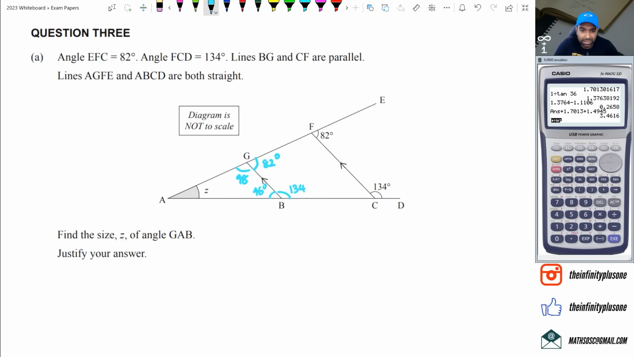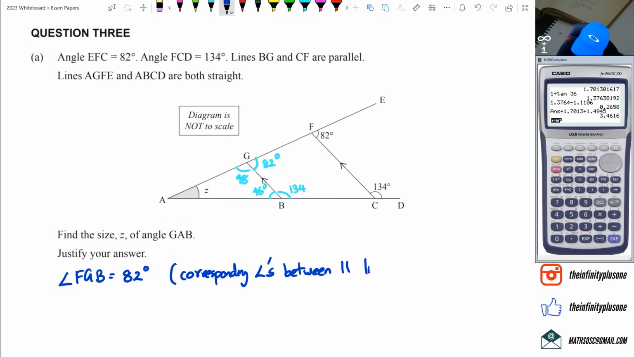Right, now I'm going to try this a slightly different way because I just wanted to show all the angles first, and now I'm going to start writing down the reasons. First off, angle FGB is equal to 82 degrees, and that's 82 degrees because you've got corresponding angles between parallel lines. Next, I've got angle GBC equals 134 degrees. Once again, corresponding angles. God, I hate writing these reasons, eh?